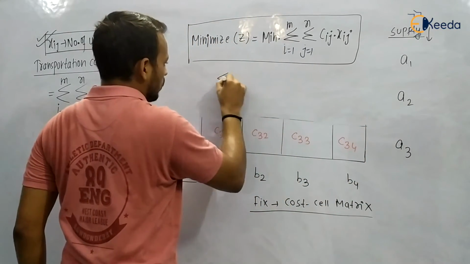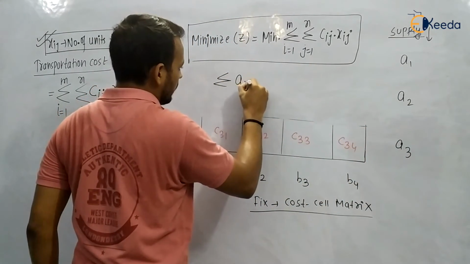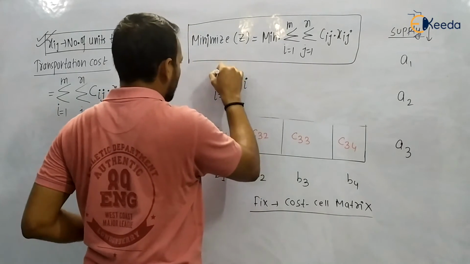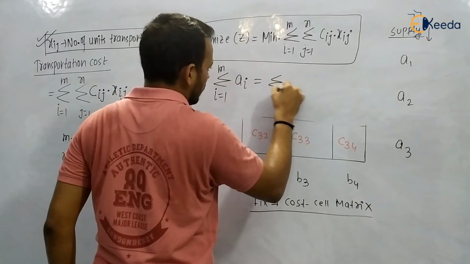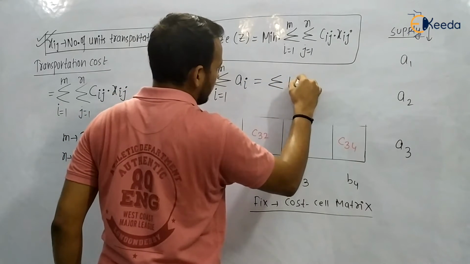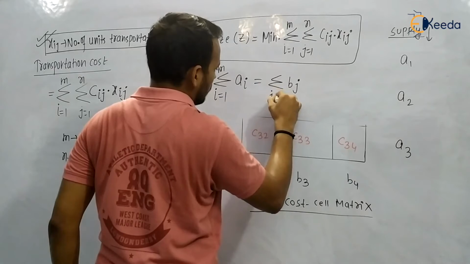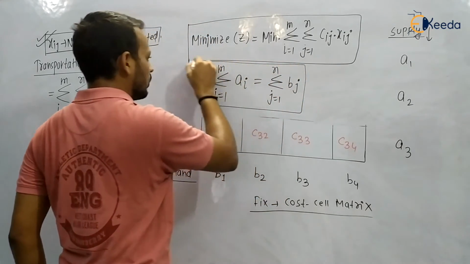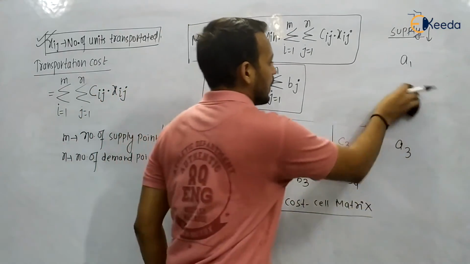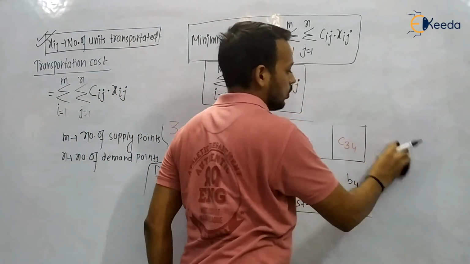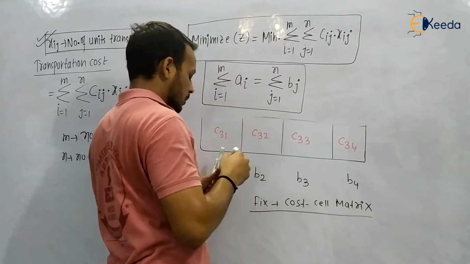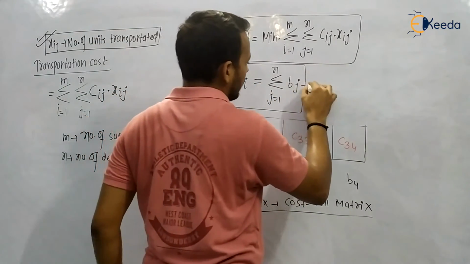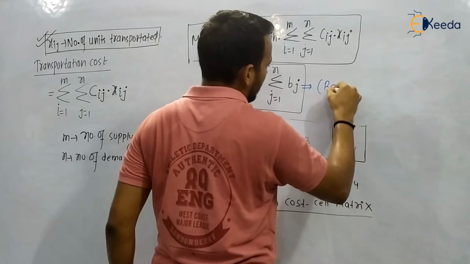So the total supply, that is the sum of a_i, i equals 1 to m, must be equal to the total demand, that is the sum of b_j, j equals 1 to n. The total supply must be equal to the total demand. These types of problems are known as balanced transportation problems, when the total supply equals the total demand.